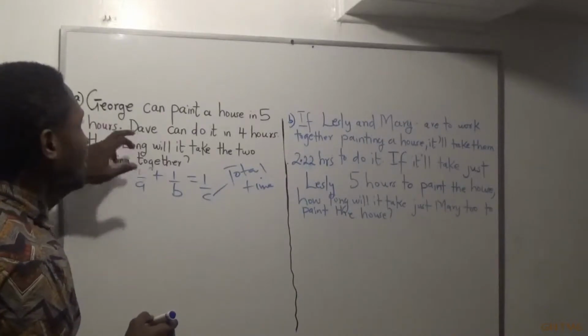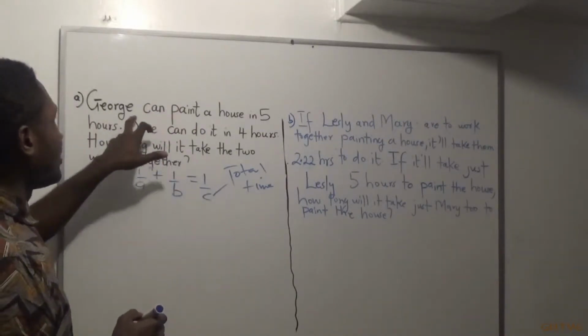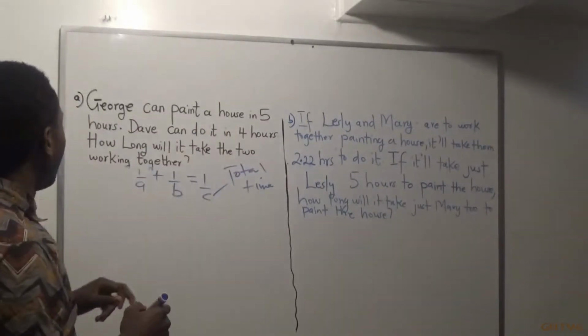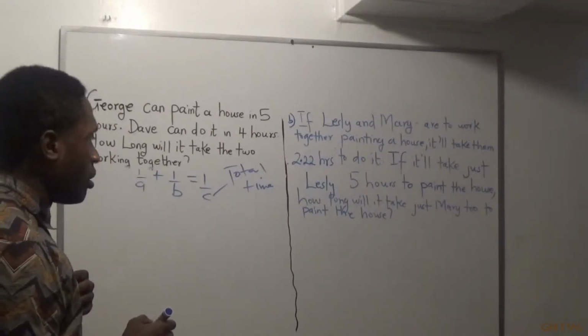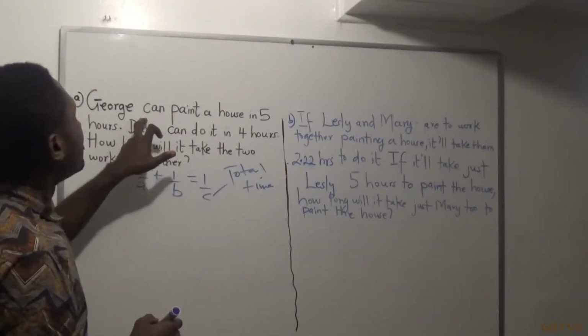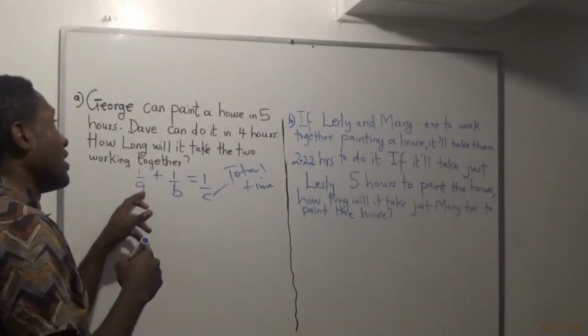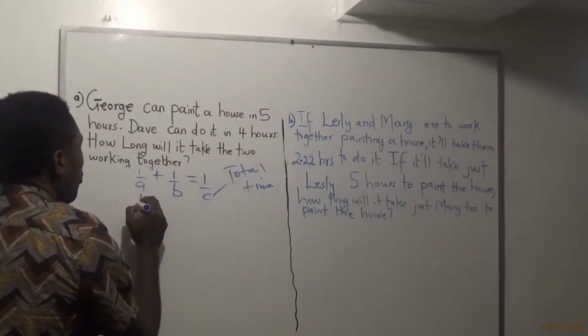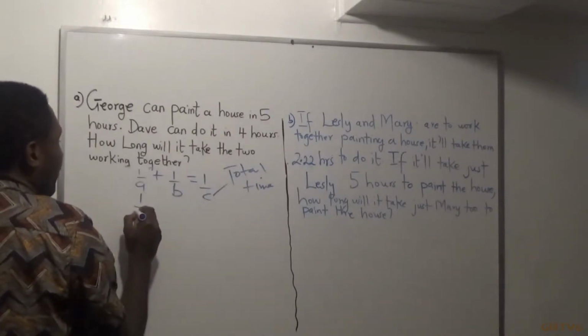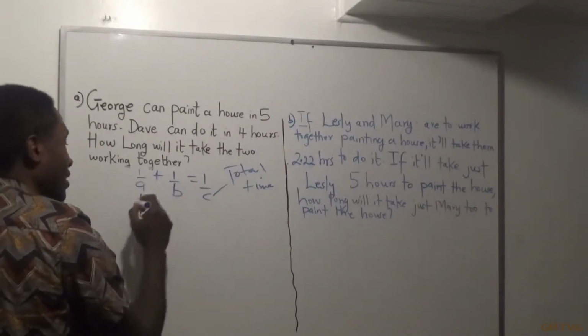So they're talking about George and Dave painting a house, right? So just George. They're talking about me? Well, alright. Just George. It will take him 5 hours to paint the house. So I'm going to say the A is George. So 1 over 5, because the A and B are time, right?